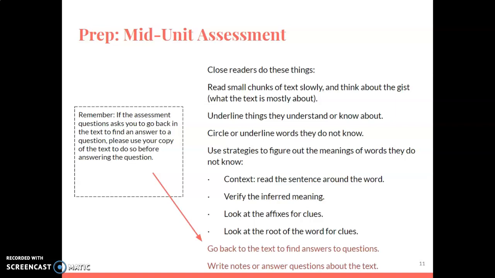Remember, if the assessment questions ask you to go back in the text to find an answer to a question, please use your copy of the text to do so before answering the question.